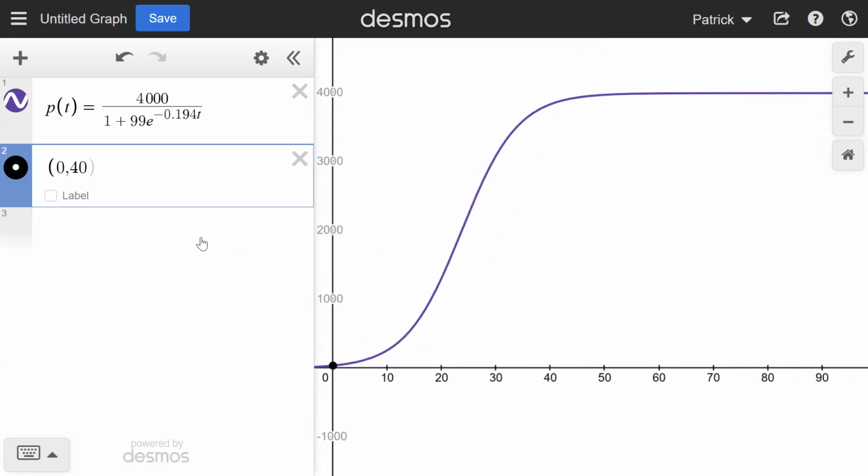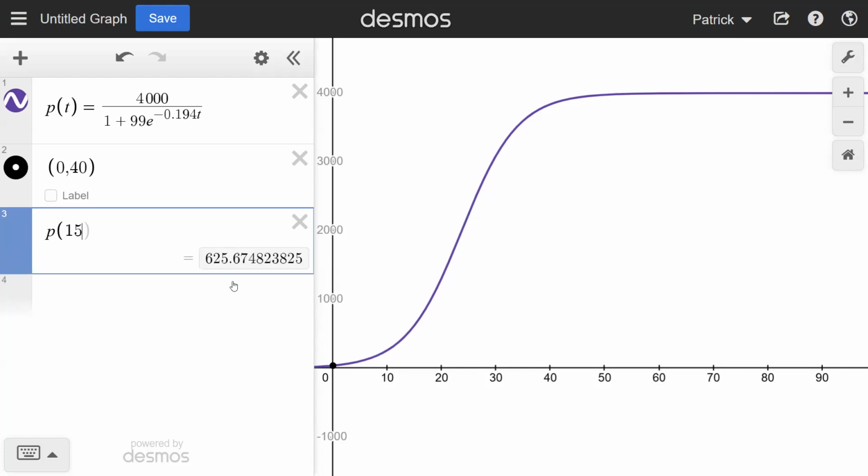There we go. The third question was use the model to estimate the elk population after 15 years. So if I do P of 15, that gives me 625.67. So that would be approximately 626 elk because we're rounding. The other way you could do it is manually substitute 15 into the function, but we don't need to do that now.